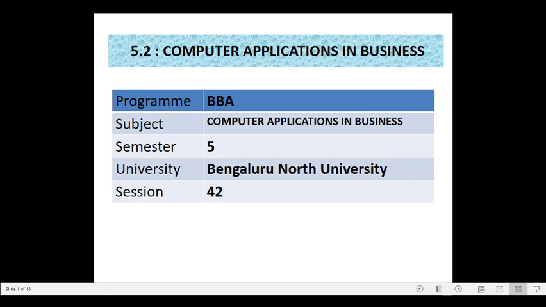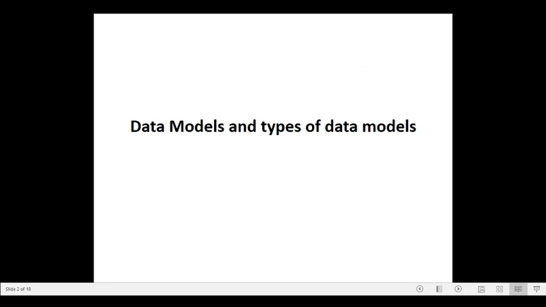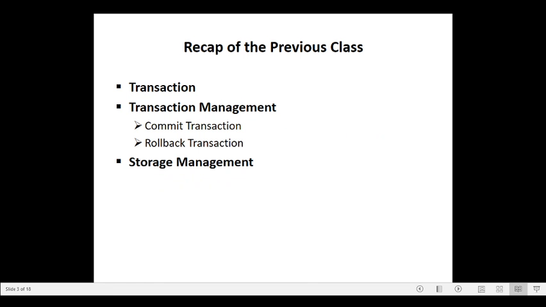Hi everyone, this is the 42nd session of Computer Application in Business of 5th semester BBA affiliated to Bangalore North University. In this session, we are going to understand the meaning and types of data models.